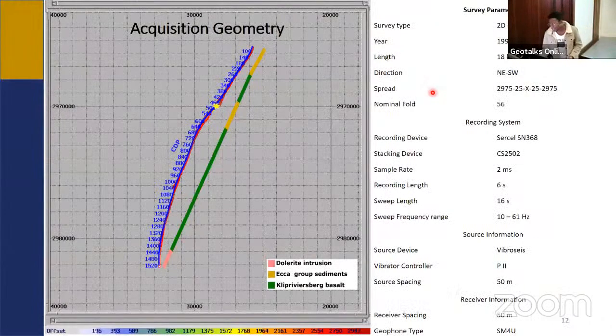Now the following are the survey parameters of the profile that was collected in 1993 using a 2D crooked line geometry. It's an 18-kilometer long line traversed from northeast to southwest, collected at 50 meters source spacing and 50 meters receiver spacing.